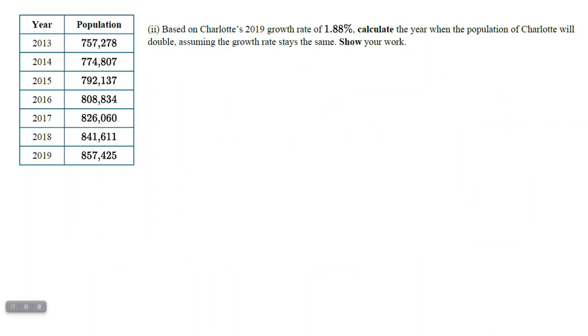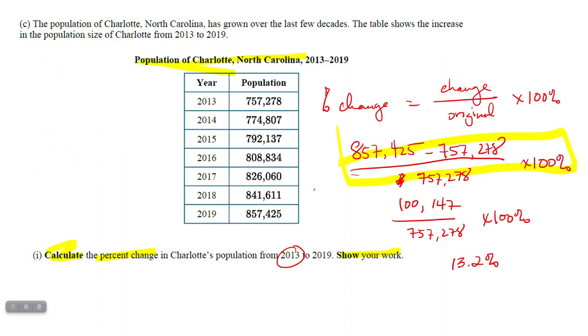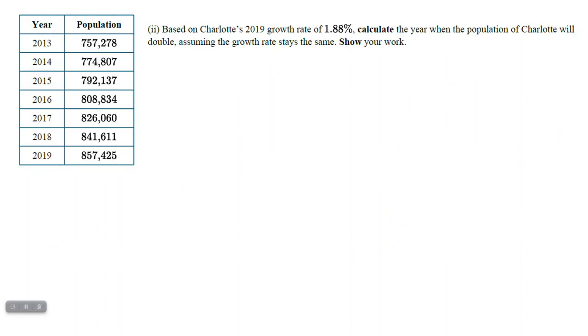So the next part of this question, and notice that we started with part C because I skipped every part of the questions that is not a math-based question. So it tells us that in 2019, we had a growth rate in Charlotte of 1.88%, and we need to calculate the year when the population of Charlotte will double, assuming that the growth rate stays the same.